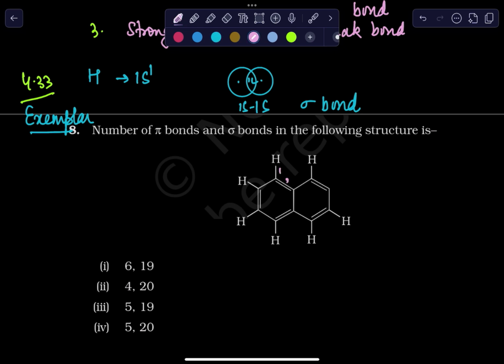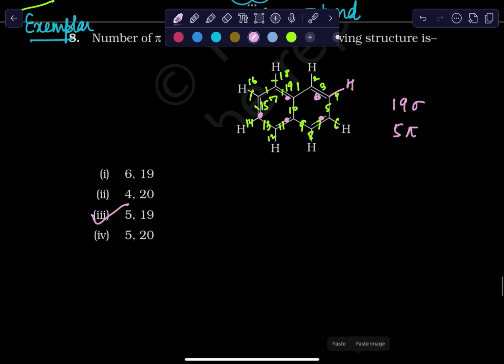Next, this question is from Exemplar. Here we have to calculate the number of pi bonds. So we can just draw the bonds. Here NCERT hasn't shown this hydrogen. There will be this hydrogen which I have just drawn, you can see. So if you count all the single bonds, they are coming to 19, and if you count the multiple bonds, or the double bonds, they are coming to 5. So each double bond consists of 1 sigma and 1 pi.